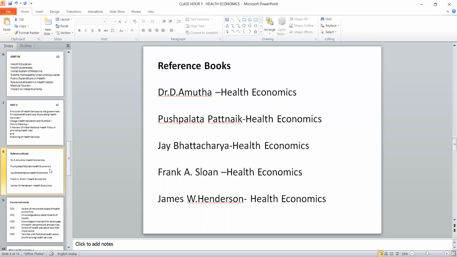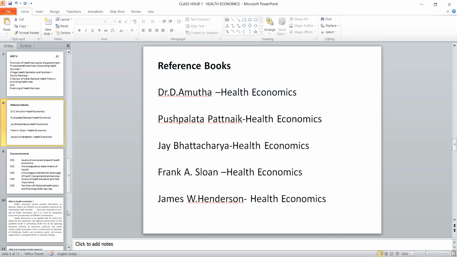So what I suggest is, with our discussion, I will provide the material, which will be more than sufficient for you. But still, if you are interested, you can buy Dr. Amuda's Health Economics. Otherwise, you can refer to our library. That is more than sufficient, because Google is providing good information about health economics. So there is no need for you to buy the book. Suppose if you need, you can buy. So these are the reference books.